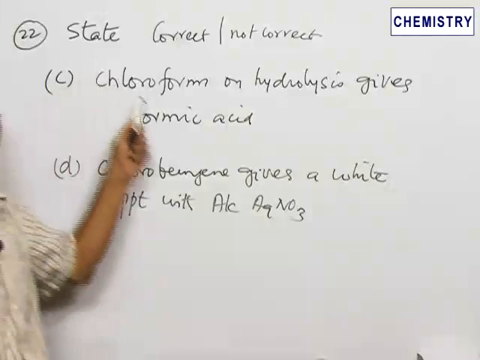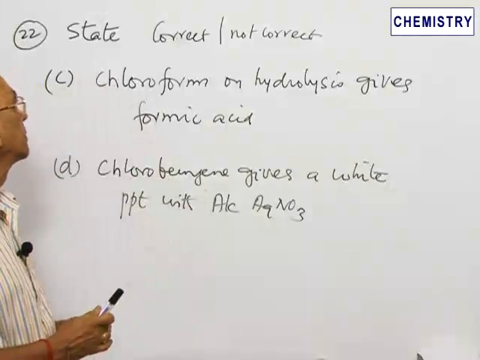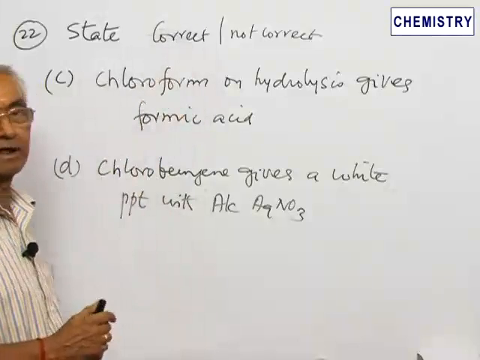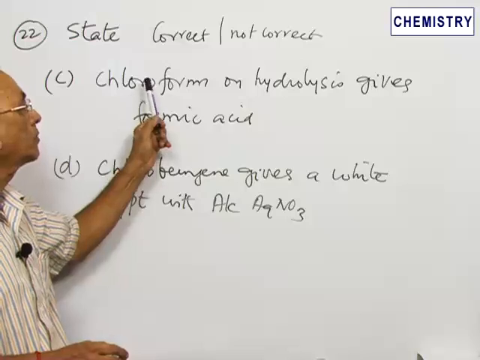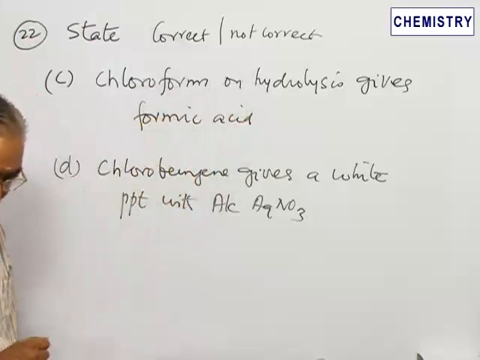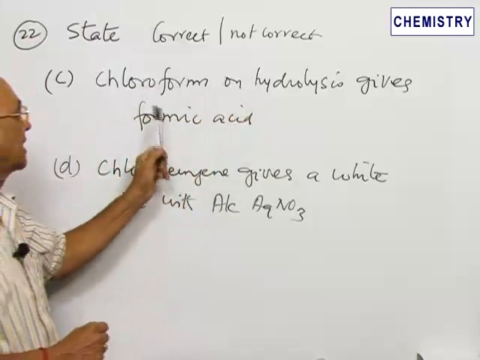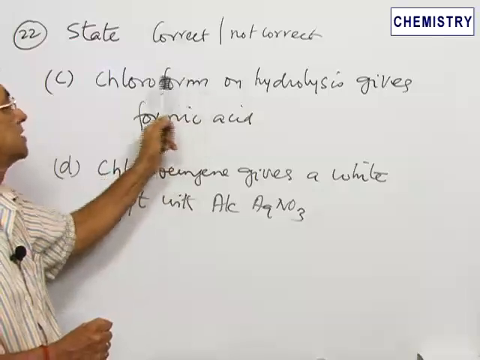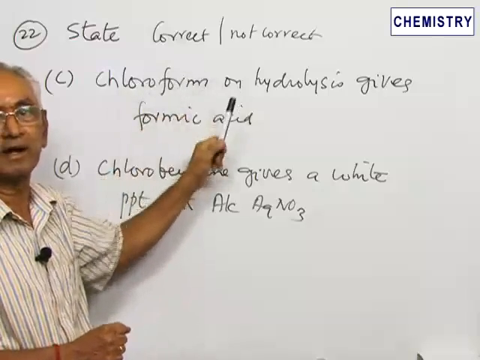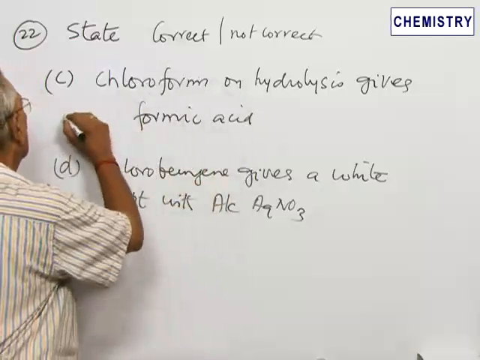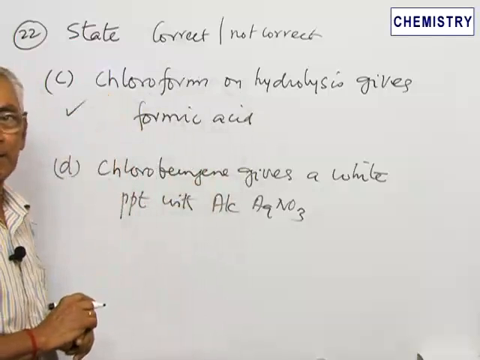Let us go to the last 2 questions in the series. Again, correct or not correct type of statements. 2 statements are given. One statement is: chloroform on hydrolysis gives rise to formic acid. That is actually a correct statement. Formic acid is obtained under suitable conditions from chloroform. It can be hydrolyzed to give rise to formic acid. Therefore, this statement is correct.